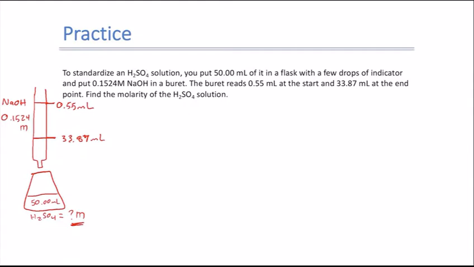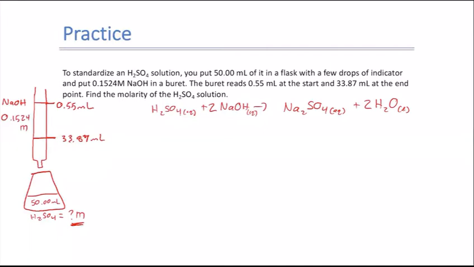First thing we want to do, write out the balanced equation. So in our balanced equation, we have sulfuric acid plus sodium hydroxide, and that will give us sodium sulfate plus water. And to balance it, we need two sodium hydroxides, and we end up with 2 waters.